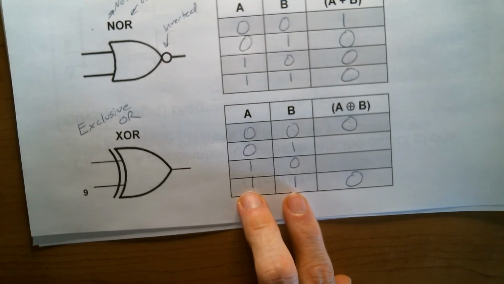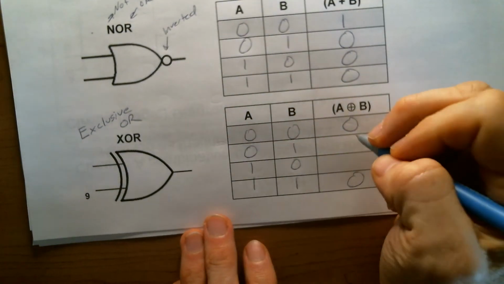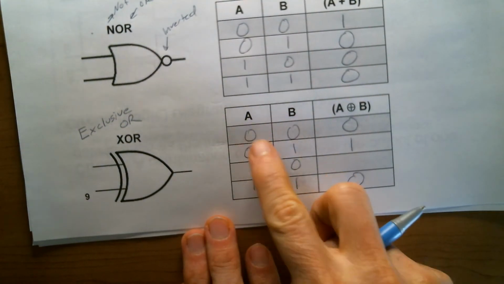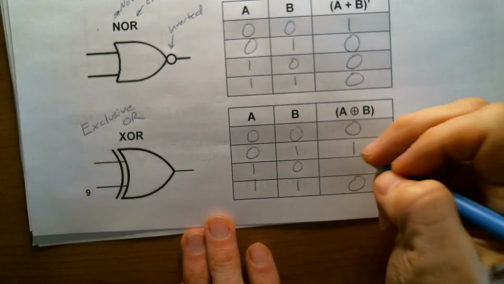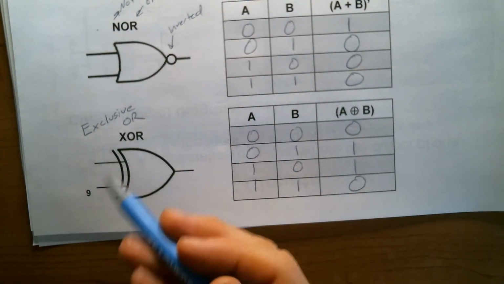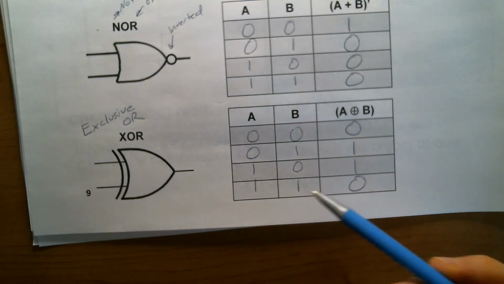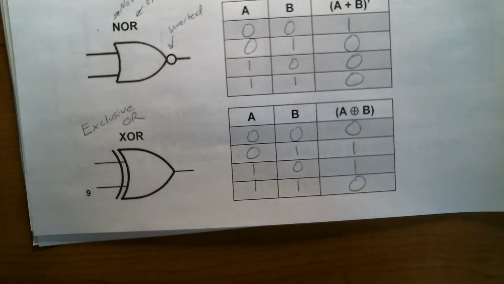The only time you get a true is when your inputs differ. All right, so here our inputs differ, here our inputs differ. And this gate is actually really helpful when it comes to creating circuits that add digits together, right? And we're going to see that in a little bit on why it would be useful. This is a gate that gets used a lot for creating circuits that can add binary numbers.